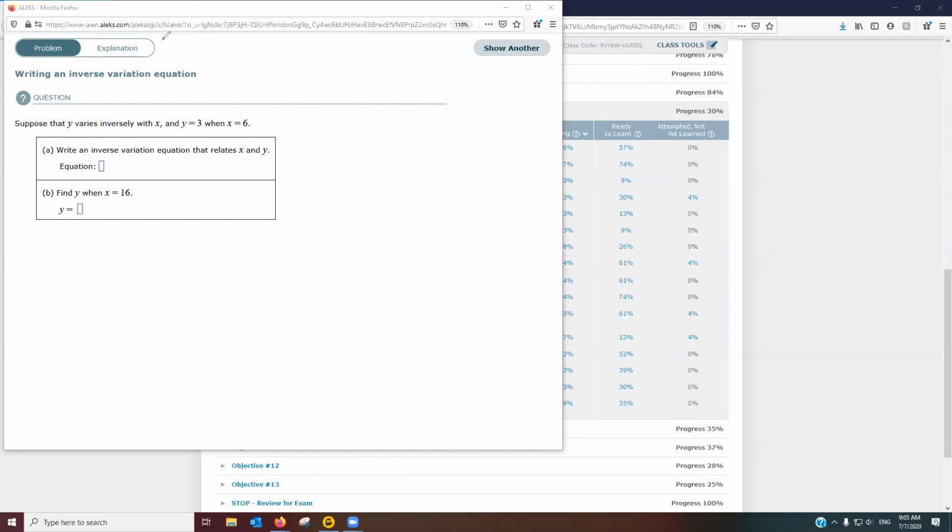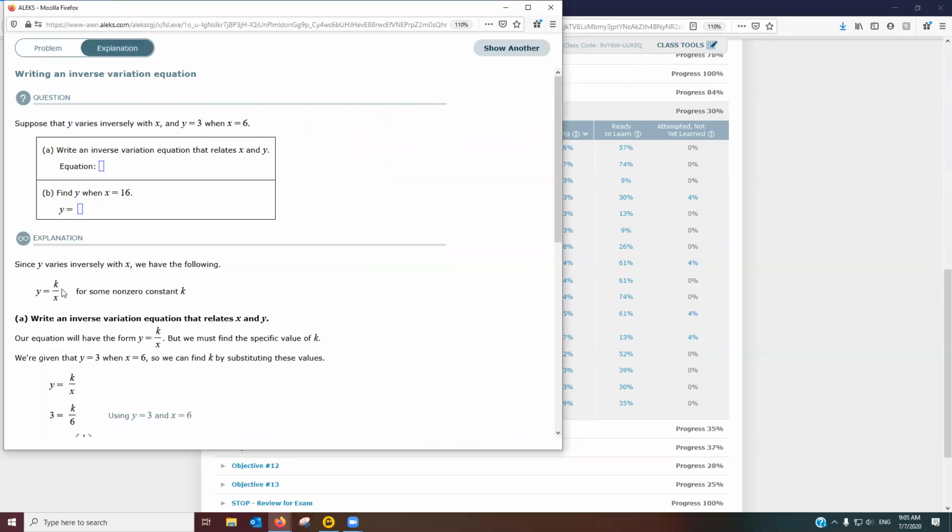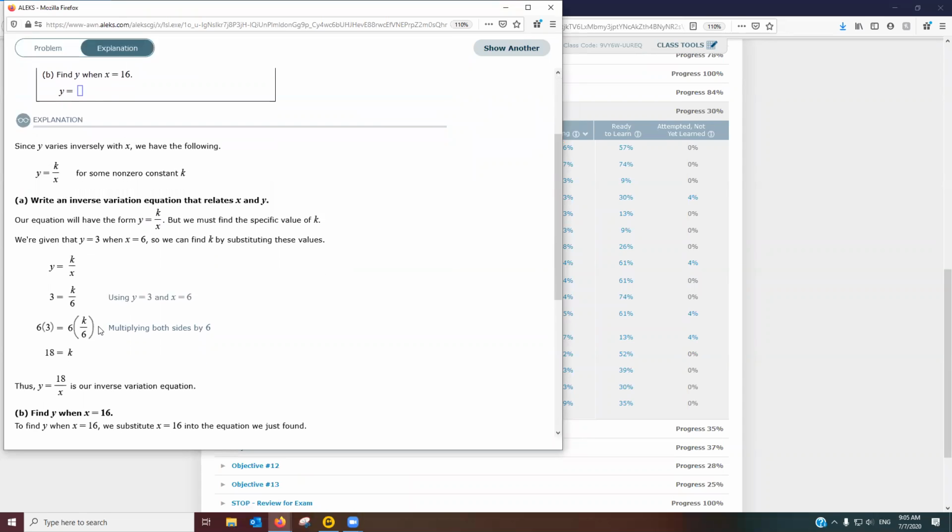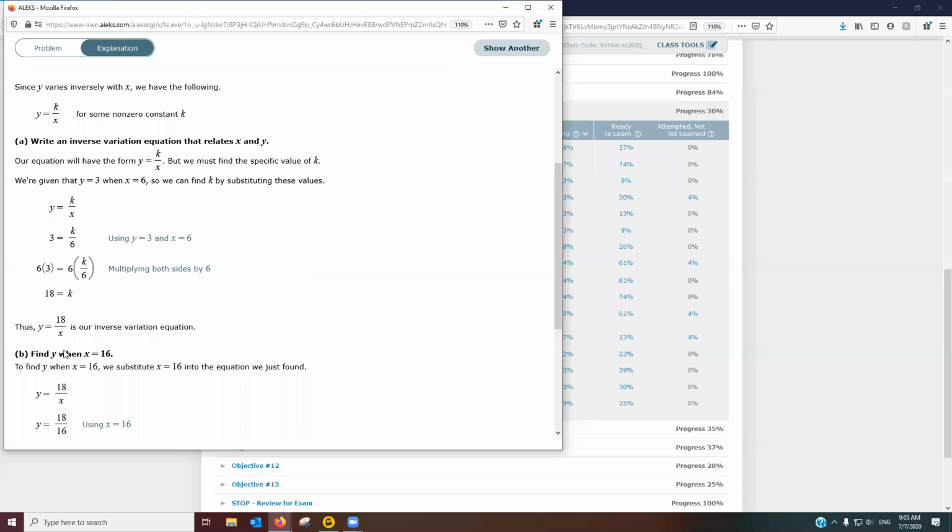Okay, again, if you're not sure how to get started, remember to review the explanation. Notice here it says, set it up as y equals k over x. Then they plugged in the specific numbers for x and y here, and they found k was 18, and they wrote the equation as y equals 18 over x.